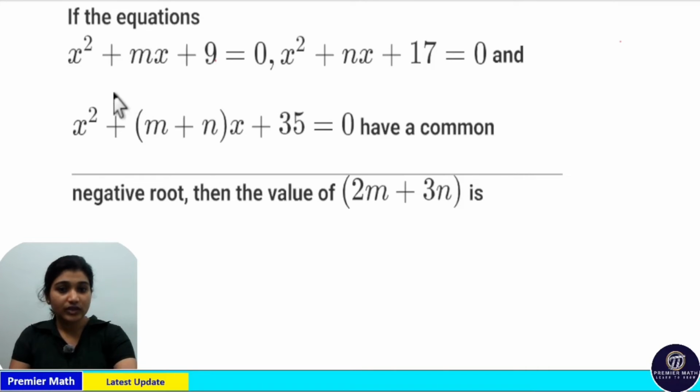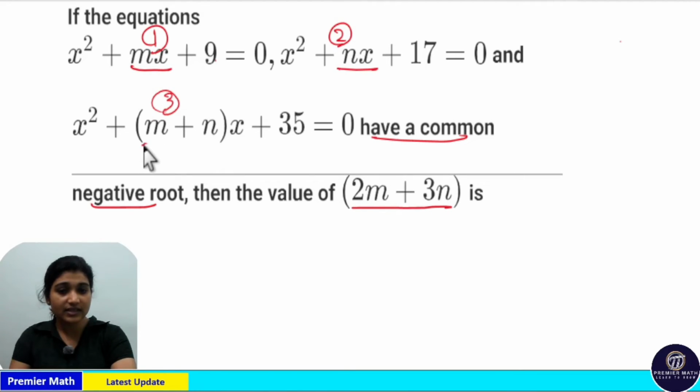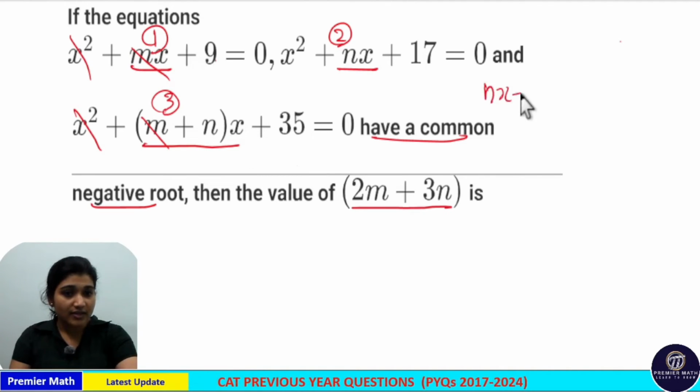If the given equations have a common negative root, then find the value of 2m plus 3n. Here we have three equations: first one, second one, and third one. In the first equation we have mx, in the second we have nx, and in the third we have mx plus nx. So equate the first with the third. Then x square cancels, mx cancels. Then we have nx plus 35 is 9. So nx plus 35 equal to 9 means nx is equal to 9 minus 35, which is minus 26.